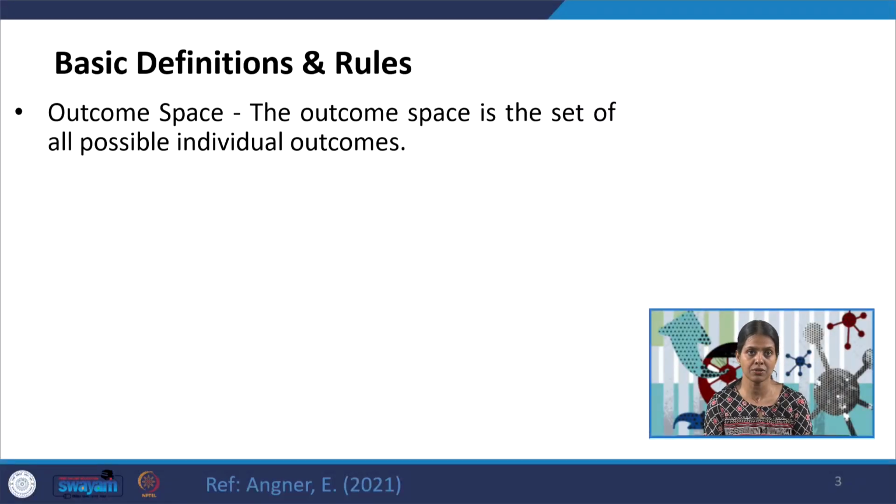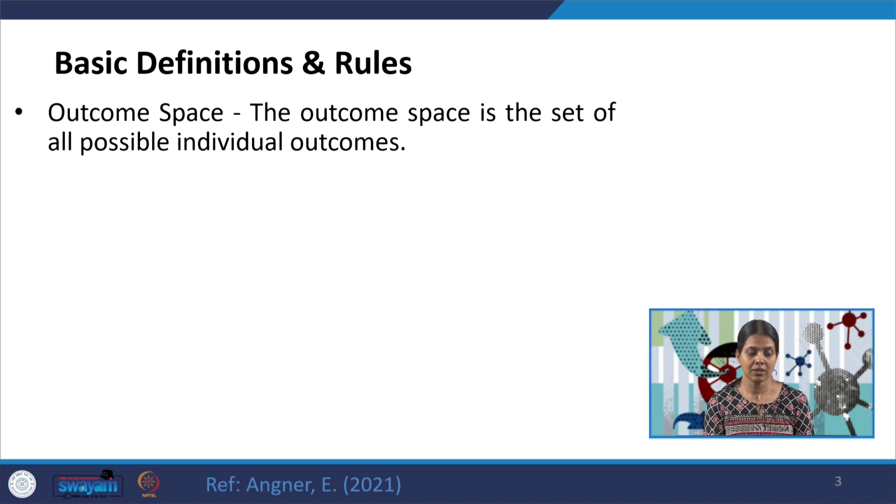And prospect theory also uses probability. So, we are going to cover the basics of Bayesian analysis and prospect theory. In order to understand them better, we begin with fundamentals of probability theory. So, in this module we are first of all going to introduce some basic definitions and rules.